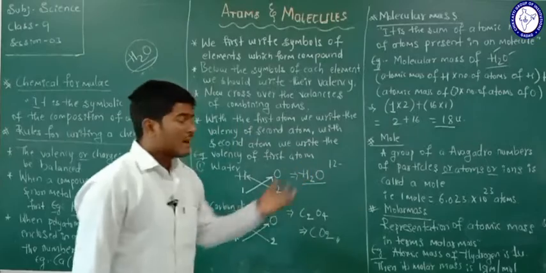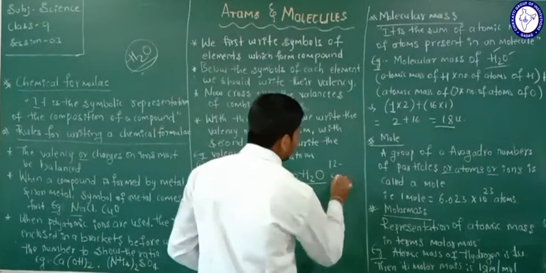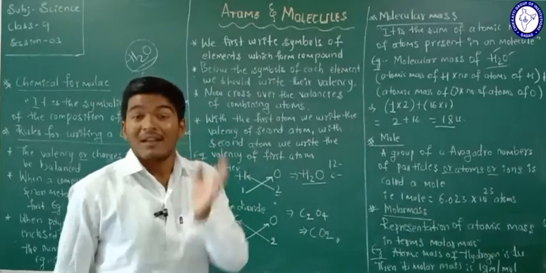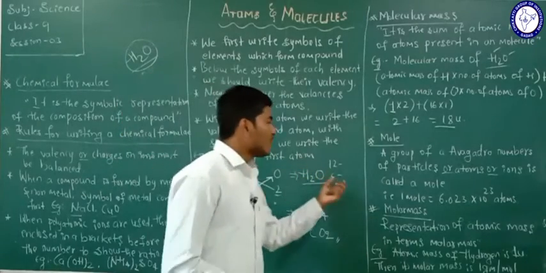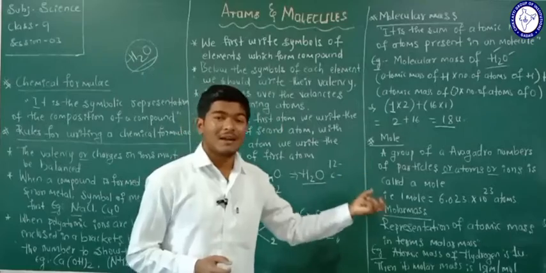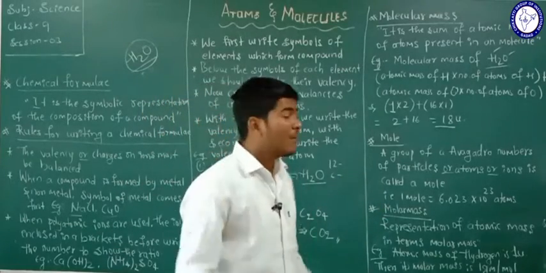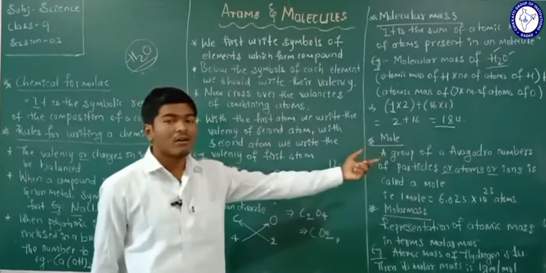If 6 bananas are present, 6 bananas we are going to buy, then it is called a half dozen. Like that, when we consider the number of atoms in a group, we represent it as a mole. That is given a special name, the Avogadro number.